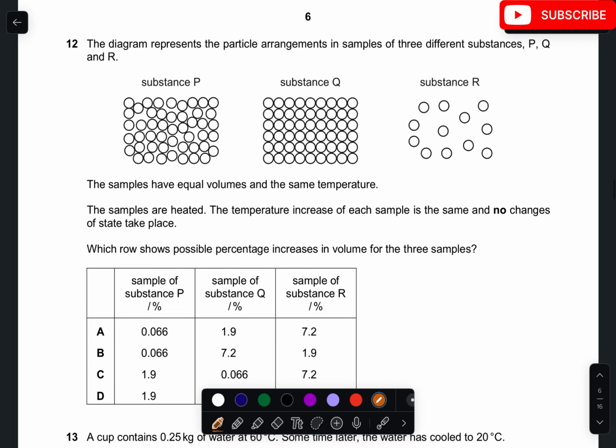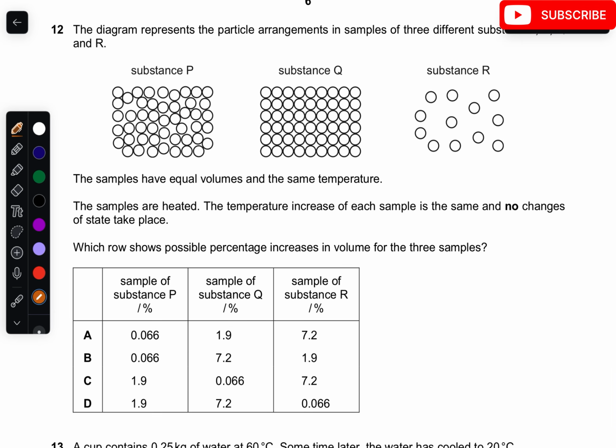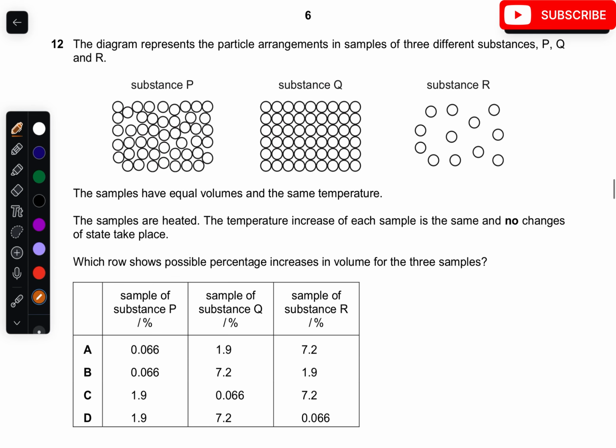In question 12, the diagram represents the particle arrangement in samples of three different substances, P, Q, and R. The samples have equal volume and the same temperature. The samples are heated, the temperature increase of each sample is the same and no changes of state take place. Okay, this is very important that you need to keep in mind. Which row shows possible percentage increase in volume for the samples?